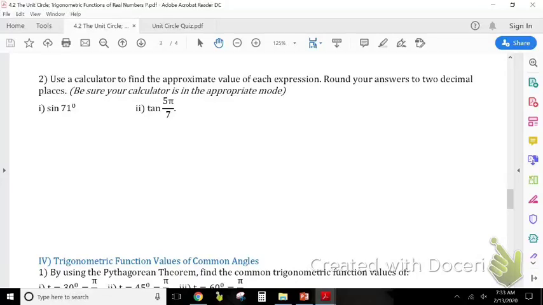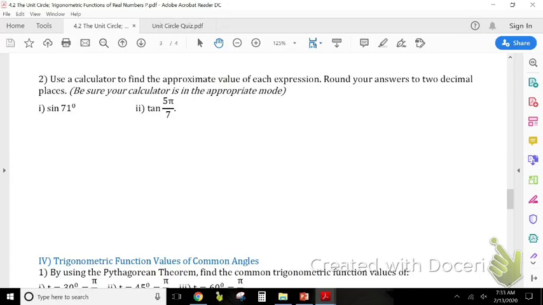All right, so part 3, example 2 says you use a calculator to find the approximate value of each expression. Round your answers to 2 decimal places. Be sure your calculator is in the appropriate mode. Anytime you touch the sine, cosine, or tangent button on your calculator, you have to think about your mode. Your mode depends on what your angle is.